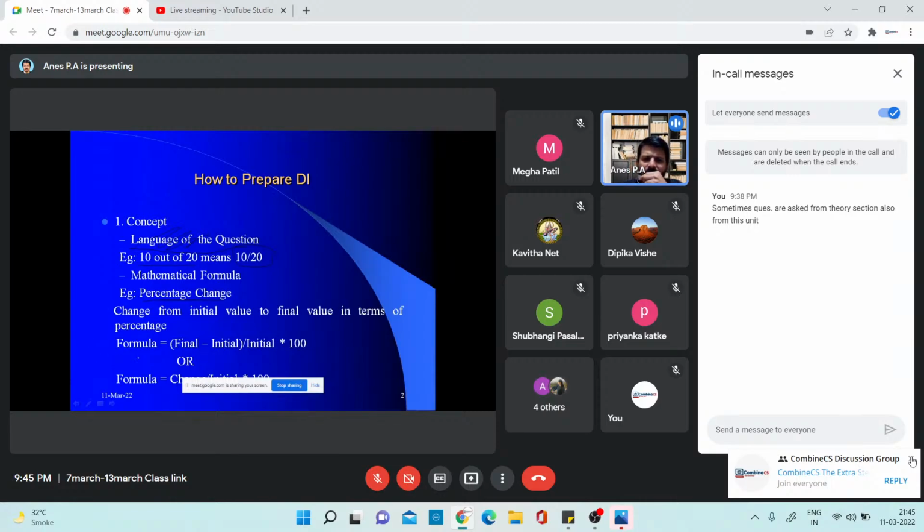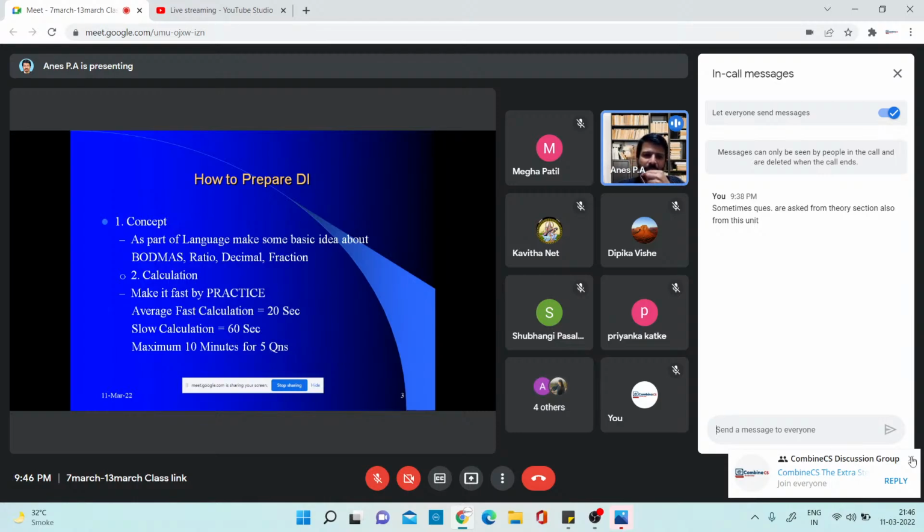Then we can find its formula as final minus initial by initial into 100, or the change by initial into 100, where change is final minus initial. You all know this formula. You just look and understand it; you don't need to mug it up. So in data interpretation questions, these types of formulas we just need to understand. That's enough.